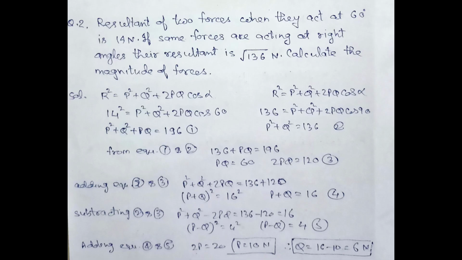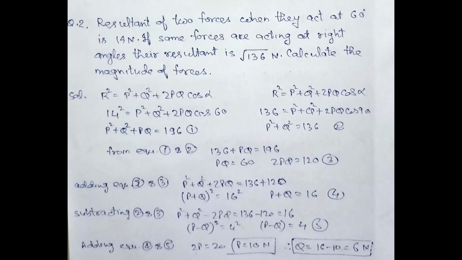Now let's take question number 2. The resultant of two forces when they act at 60 degree is 14 Newton. If the same forces are acting at right angles, their resultant is under root 136 Newton. Calculate the magnitude of the forces. So in this question, two conditions are given. One is when the forces are acting at 60 degree and another one is when the angle between them is 90 degree. In both cases, the resultant is given.